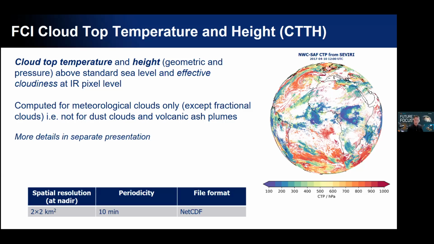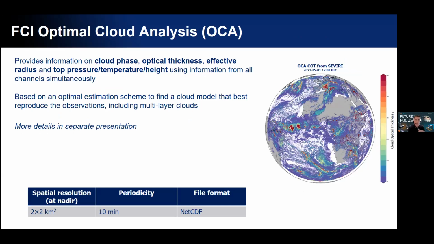Okay. So going on, we have the optimal cloud analysis, OCA, which provides information on cloud phase, optical thickness, and effective radius, and also here it provides information on cloud top pressure, temperature, and height. And here it tries to use all channels simultaneously. It's not always the case, but Phil will give more details later on. How it does it is that it uses an optimal estimation scheme in order to fit the cloud model that best represents the observation that we get from all these channels.